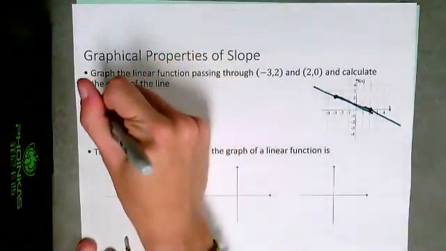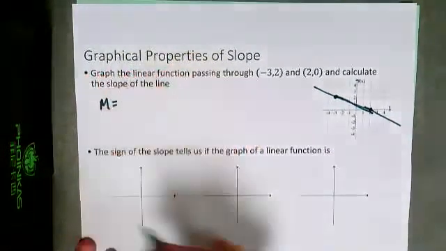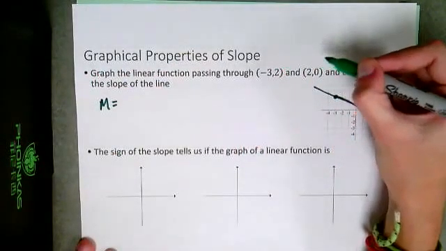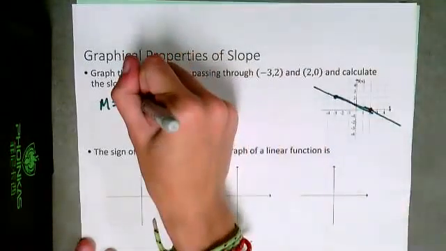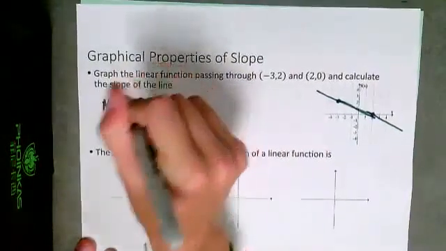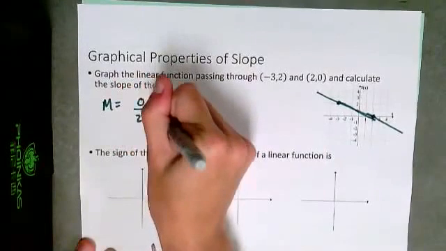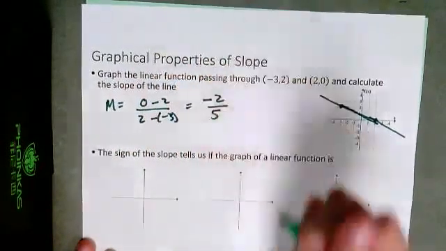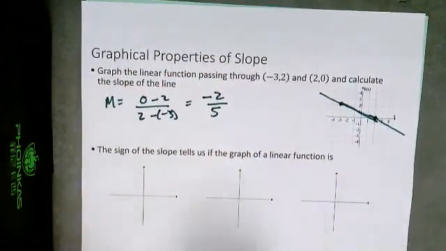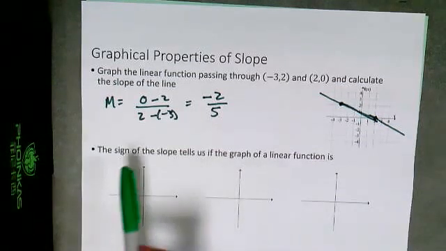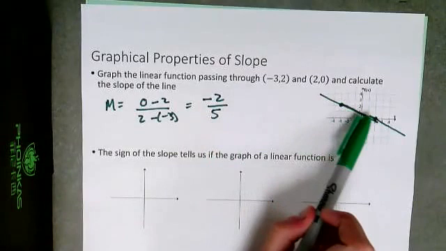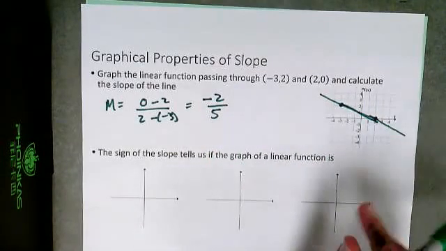Now, what's the slope between these 2 points? M is equal to, again, doesn't matter which, choose one to be your x1, y1, your x2, y2. So we're going to get 0 minus 2 over 2 minus 3. This is negative 2 over 5. All right. So this is our slope, right? It is decreasing. It's negative 2 over 5. So our line is going downward from left to right.